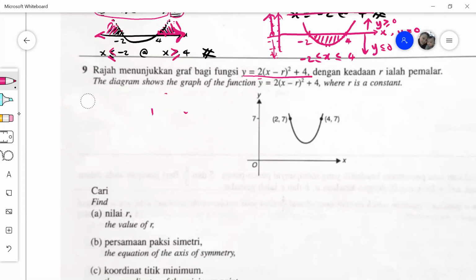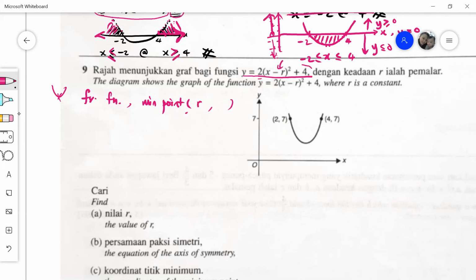Remember this, you start from the function given. We have a smiling face, therefore we have a minimum point. So from the function, the minimum point will always come in x coordinate and y coordinate. The x coordinate comes inside here. So when x minus r equals 0, your x coordinate is r.